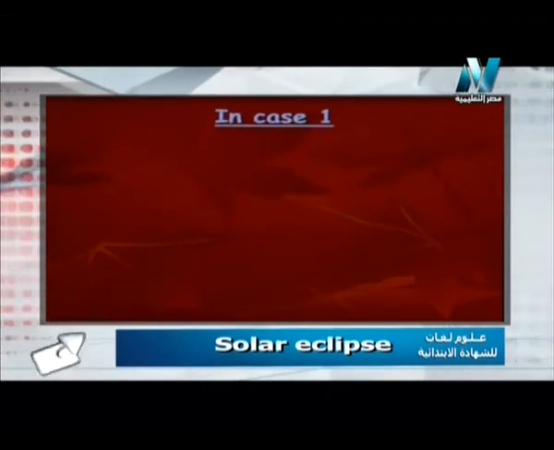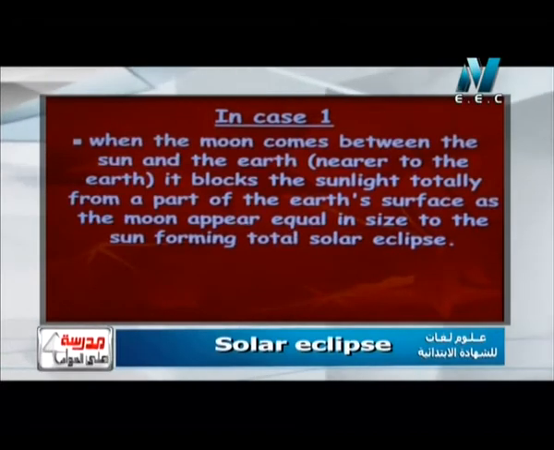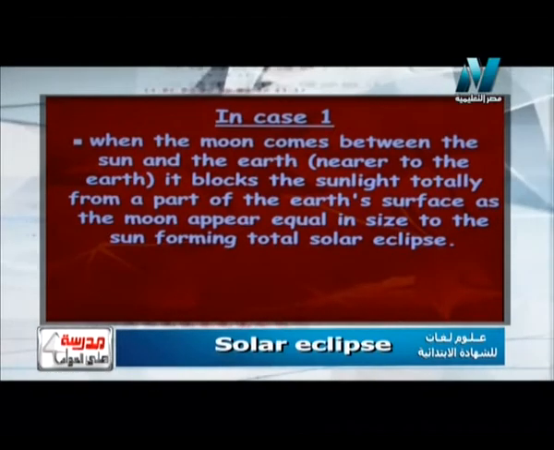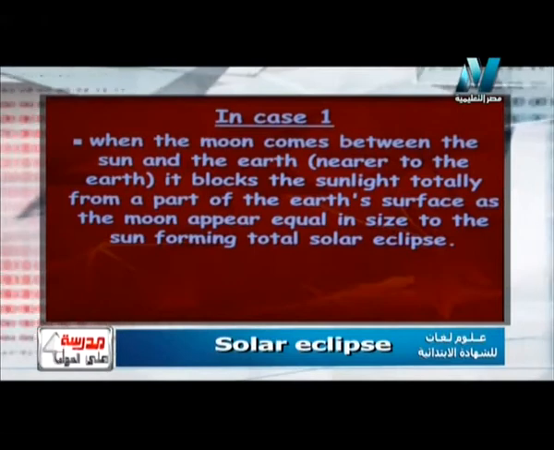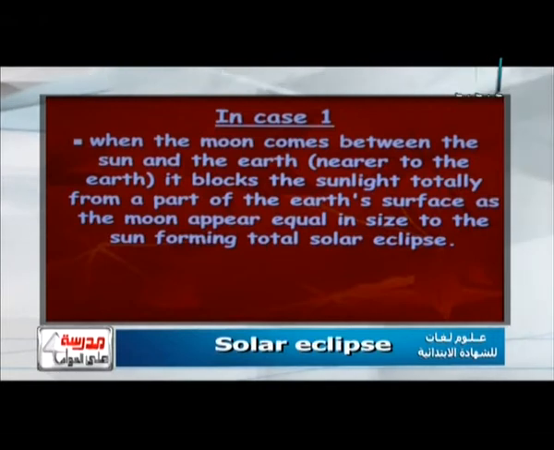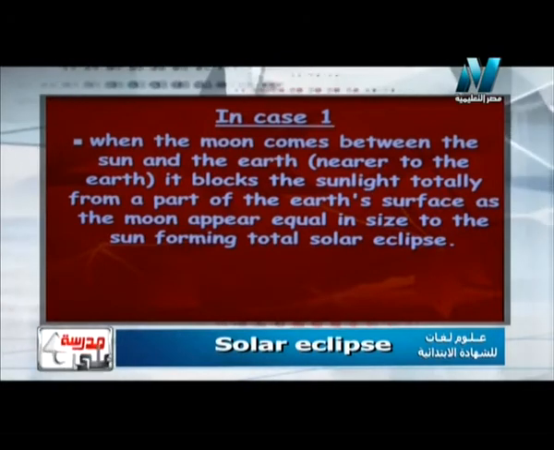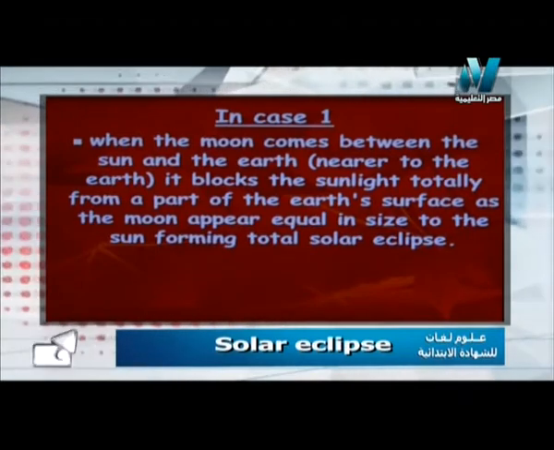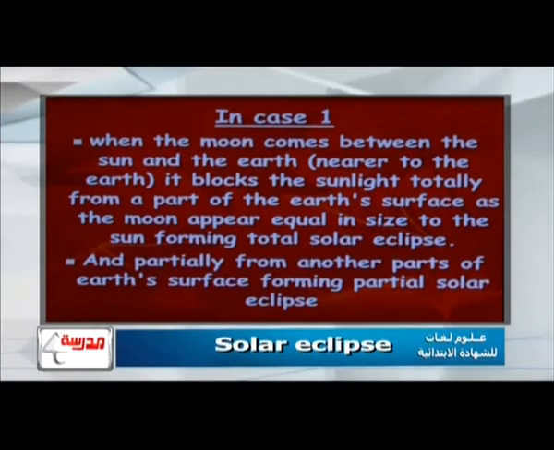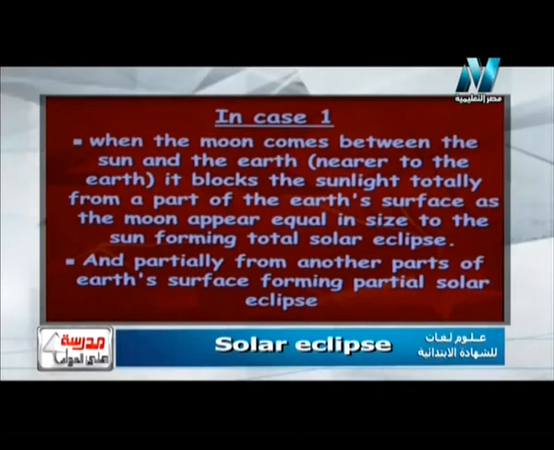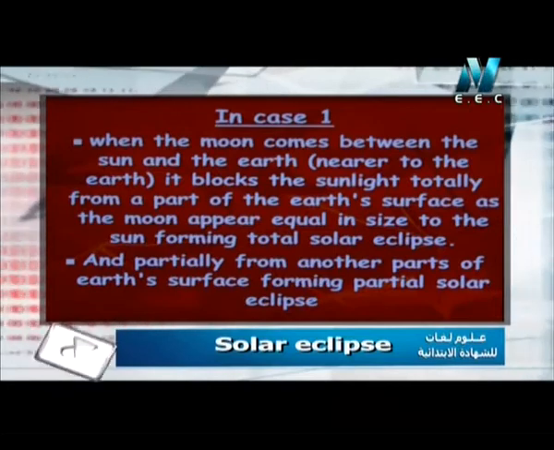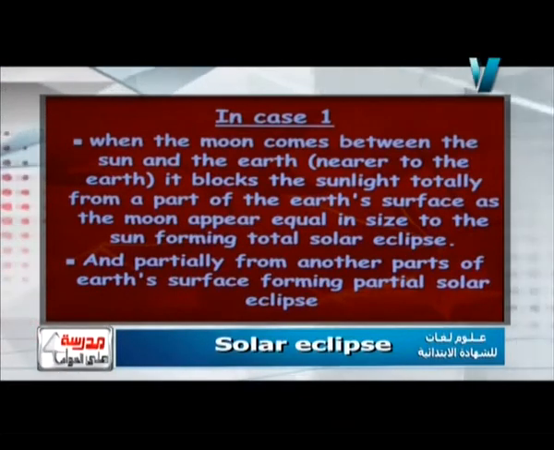So what are the cases of solar eclipse? In case one, the moon comes between the sun and the earth, nearer to the earth. It blocks the sunlight totally from a part of the earth's surface, as the moon appears equal in size to the sun, forming a total solar eclipse. And partially from other parts of the earth's surface, forming a partial solar eclipse. So if the moon blocks the sunlight completely, we call it a total solar eclipse; if it blocks part of the sunlight, we call it a partial solar eclipse.